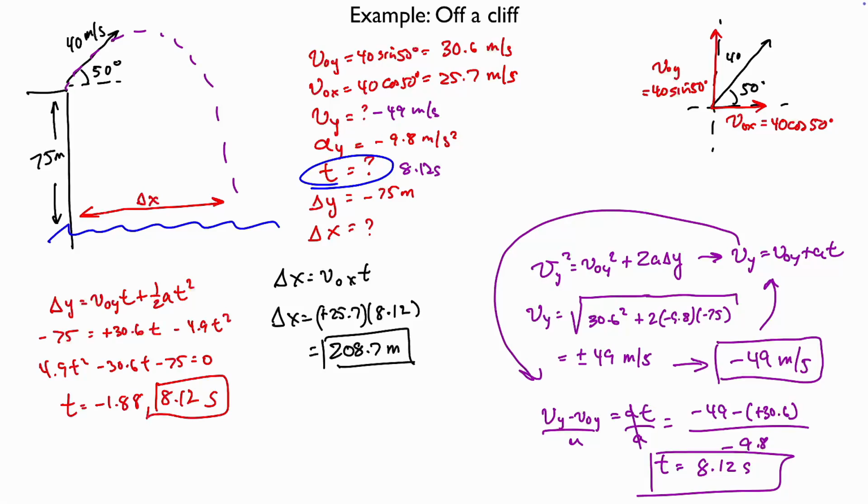Have we found everything? We found everything in that list. But what about max height? Oh, we can throw zeros in now, right? So if we're going to solve this for max height, can you guys see the gray?